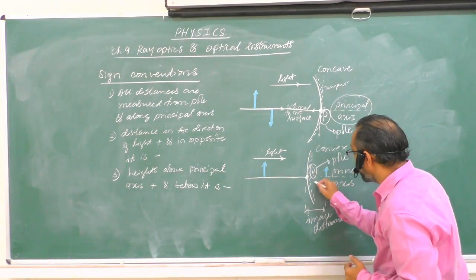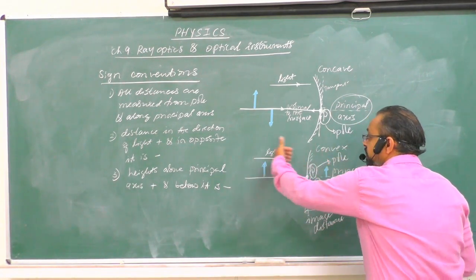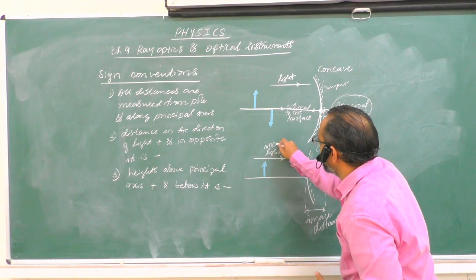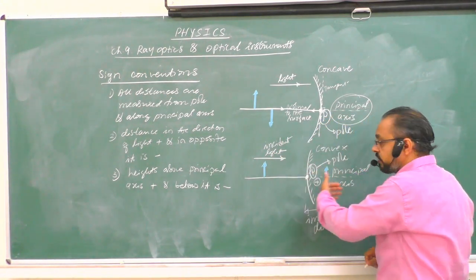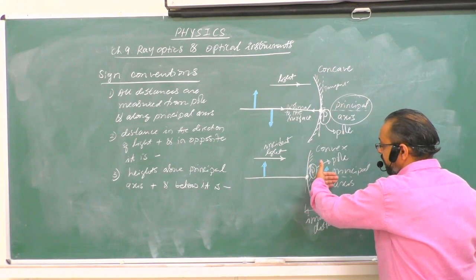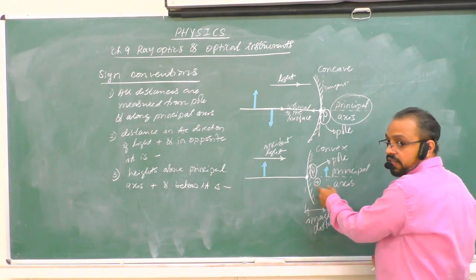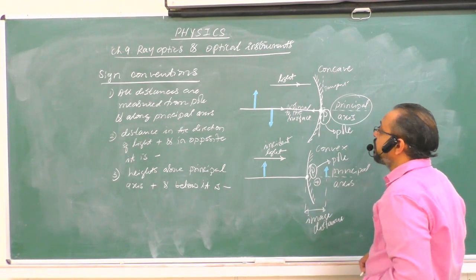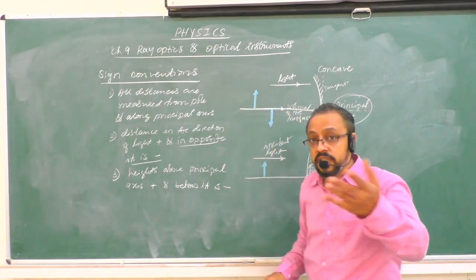So this distance is taken positive because light is also moving in the same direction. This is the incident light. So incident light is moving in the same direction as my measurement. That means this distance is taken positive. Otherwise, if it is in the opposite direction, it is negative.